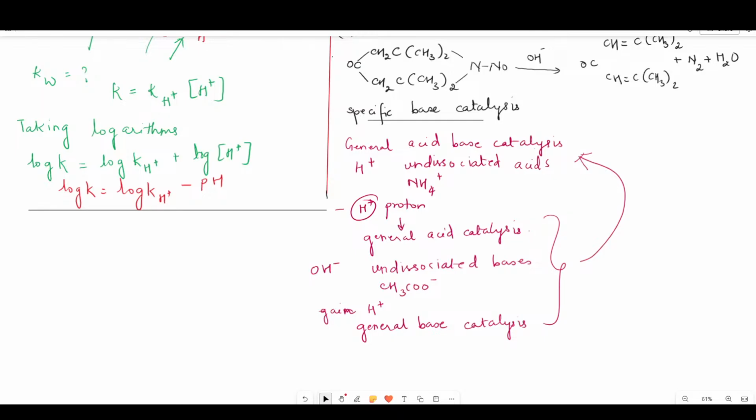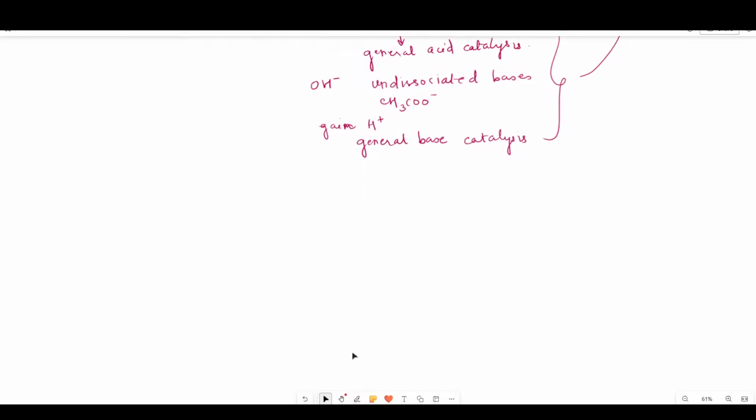General acid catalysis includes reactions which are catalyzed by any substance which has a tendency to lose a proton. Let us see the mechanism of hydrolysis of an ester.